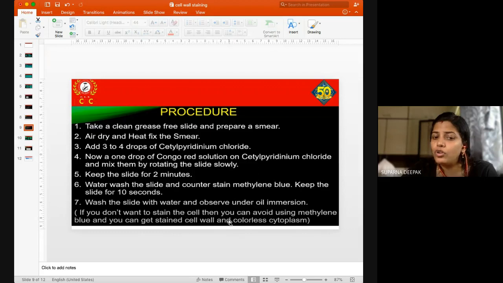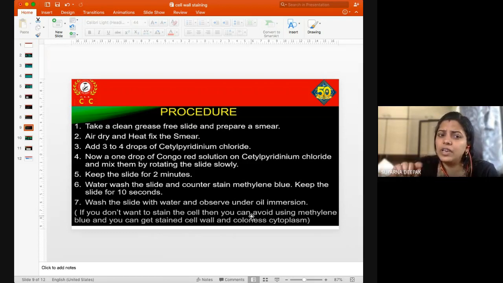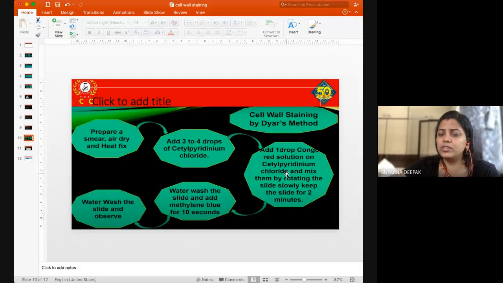So if you don't want to stain the cell, like in the case of your Chances method, you saw that the cytoplasm was colorless in nature. So if you don't want it, you can just avoid using methylene blue. If you're not adding methylene blue, your cytoplasm will not be stained, and you will see a similar kind of picture as in the case of your Chances method. Okay, so this is just the same procedure.